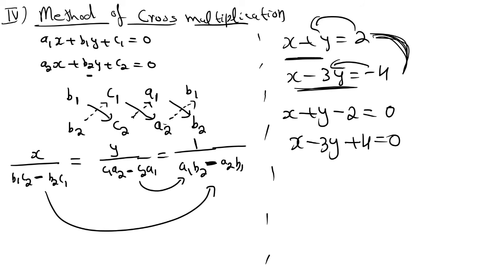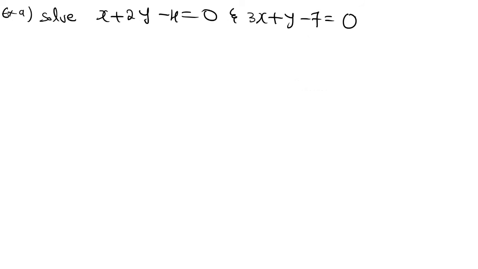Whenever this form is not given, to apply the cross multiplication method, first you need to convert the given question into this form, then you can apply this formula. Okay, see the first question: x plus 2y minus 4 equal to 0 and 3x plus y minus 7 equal to 0. Write the first equation x plus 2y minus 4 equal to 0, and the second equation 3x plus y minus 7 equal to 0.